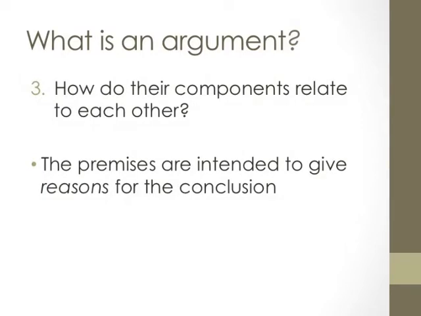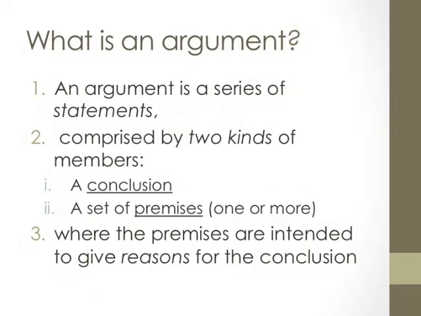Finally, the relation between the components is reason giving, in the sense that the premises are intended to give reasons for the conclusion. In short, an argument is a series of statements comprised by two kinds of members, namely a conclusion and a set of premises, which can be one or more, where the premises are intended to give reasons for the conclusion.